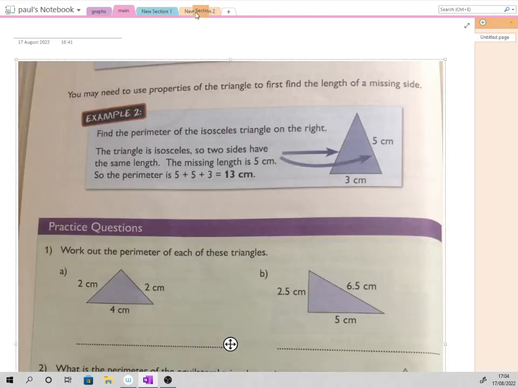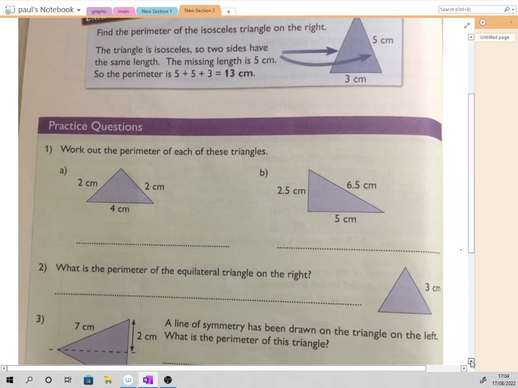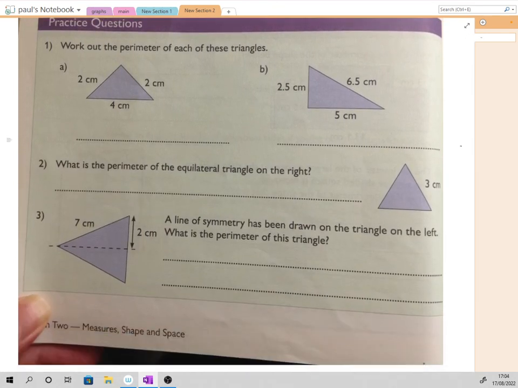So let's have a look at some big questions here. What have we got? Right, work out the perimeter of these triangles. Well, this one's fairly easy. We just add the three numbers up together. So 2 plus 2 plus 4 equals 8 centimeters. Work out the perimeter of this one, where we just add these up together.